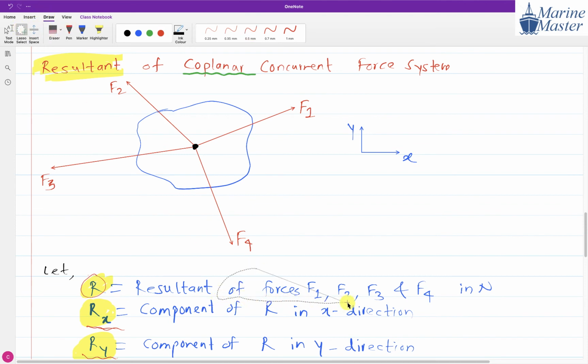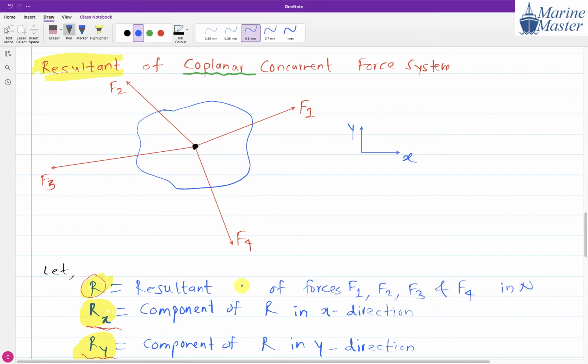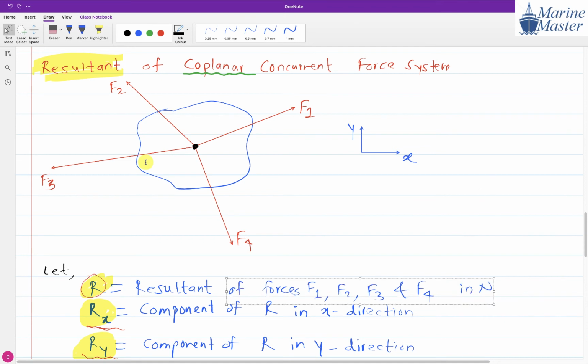One minute, let me shift this a little bit to this side. So this we will say is the resultant force, or we will say only the resultant of forces F1, F2, F3 and F4.